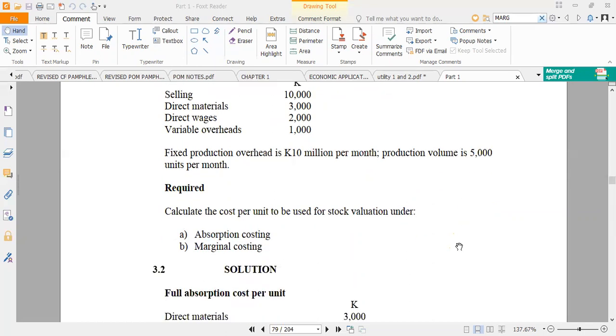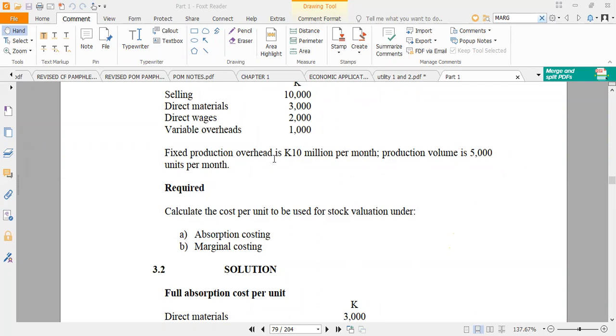Now, under marginal costing, we only account for direct materials, direct wages, and everything that is variable. Under absorption costing, it is a full product cost. So this is where we look at the direct material, direct wages, direct variable overheads, and the fixed overhead. If you divide 10 million by 5,000 units, you are getting 2,000.